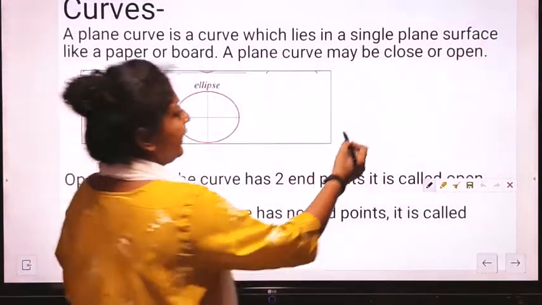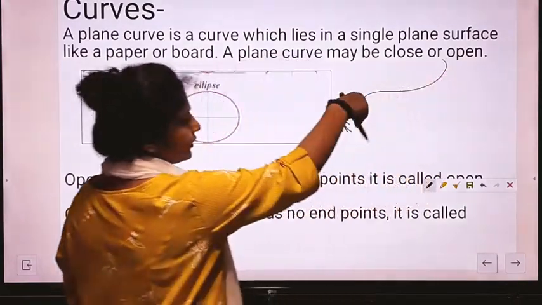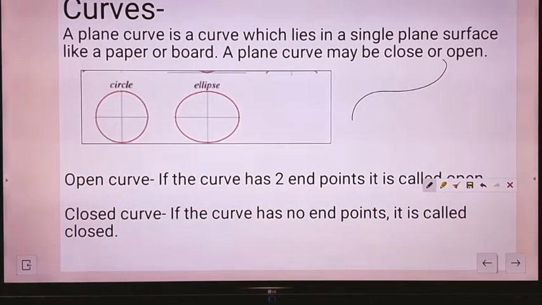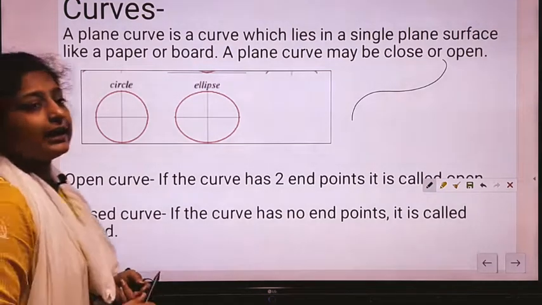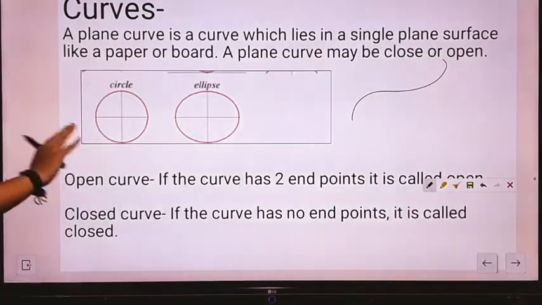A curve is any line, any such thing, okay? And we have two types of curve. One is a plane curve and the other is a non-plane curve. A plane curve is a curve which lies in a single plane surface, okay?